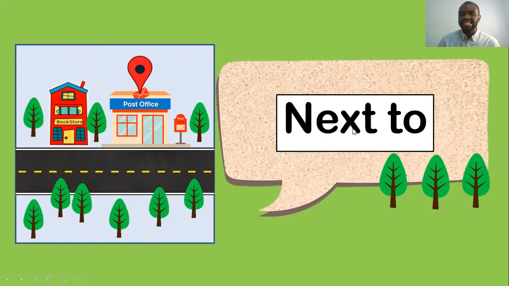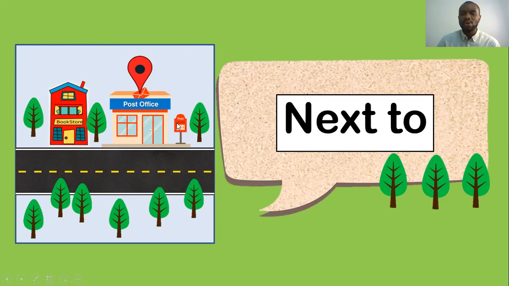N-E-X-T, next. T-O. Next to. The post office is next to the bookstore. The bookstore is next to the post office. The bookstore is next to the trees. The post office is next to the tree. The post office is next to the post box.